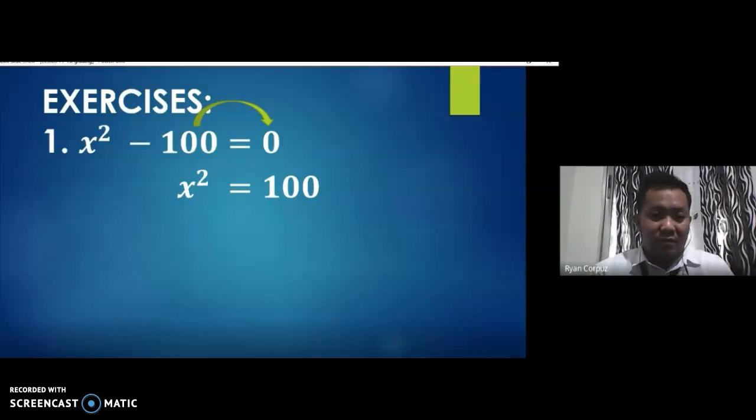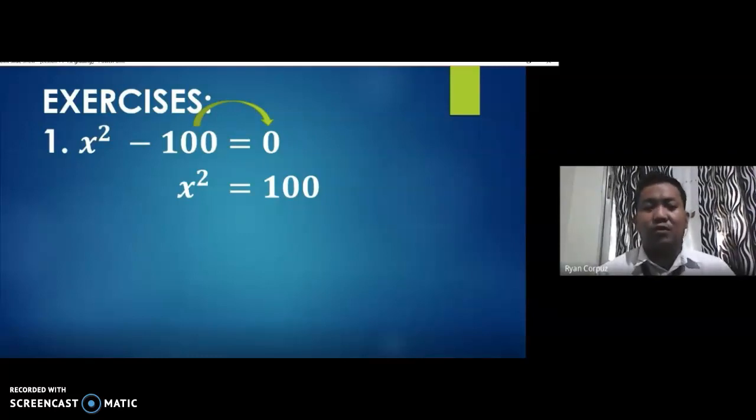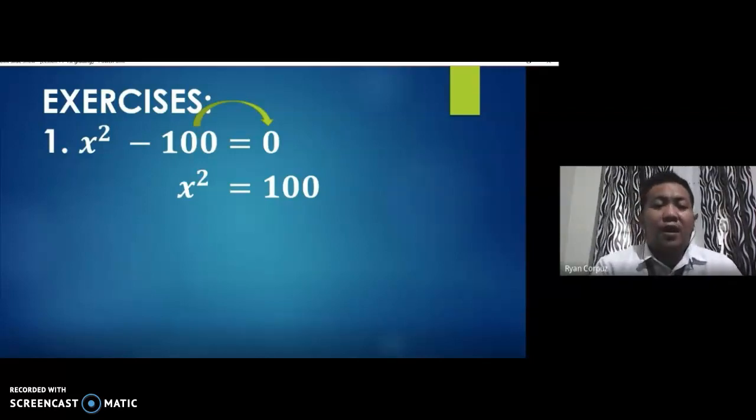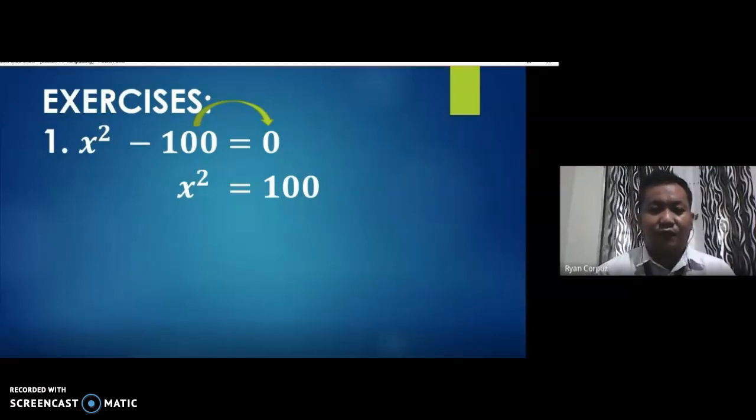When you move negative 100 to the right side of the equation, it's the same as making use of a certain property, particularly the addition property of equality. So you just added 100 on both sides of the equation. On the left side, negative 100 plus 100 will be cancelled out because that will be equal to 0. And 0 plus 100 on the right side will be equal to 100. That's why it will end up as x squared is equal to 100. So in that case, we are already in the right form.